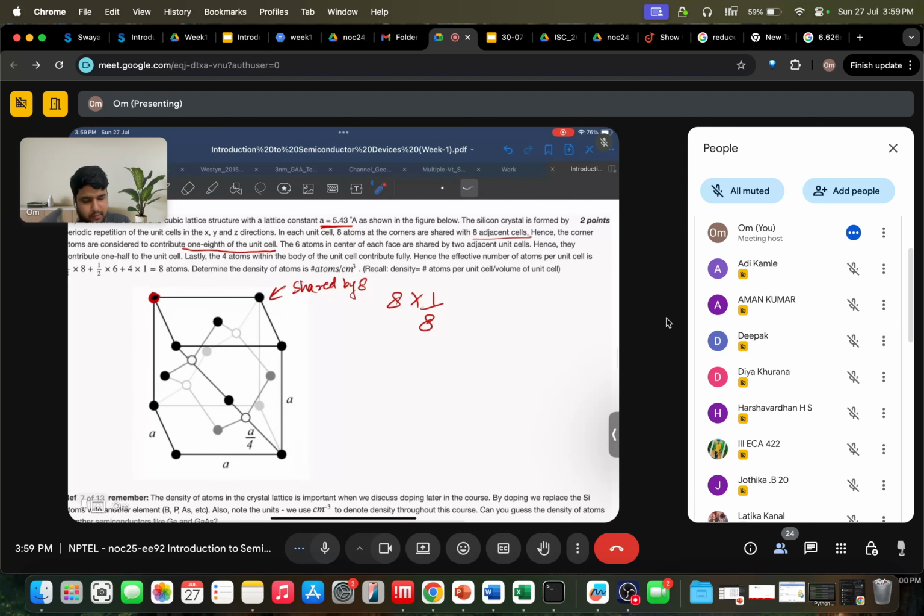6 atoms at the center of each face are shared by 2 adjacent unit cells. So this atom at the face will be shared by this cube as well as the cube above. And there are 6 such face centers, so it will be plus 6 into 1 by 2.